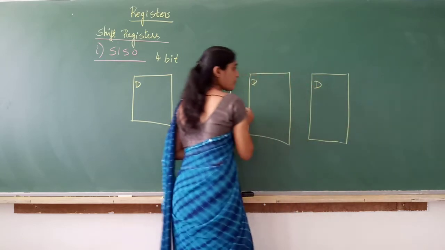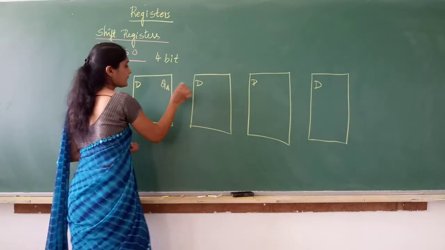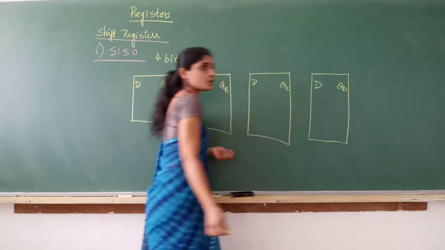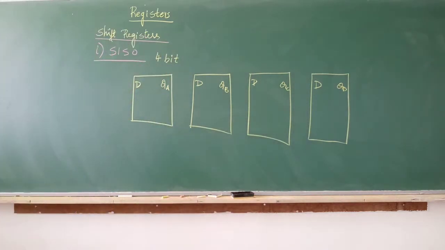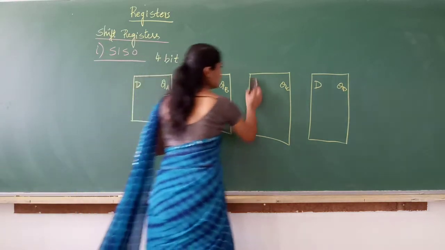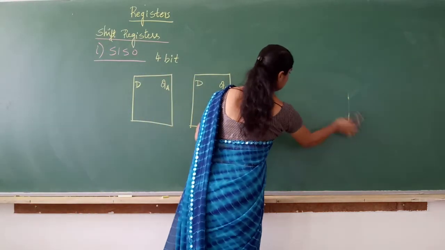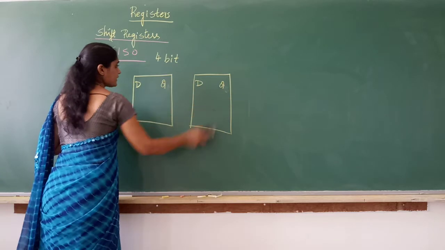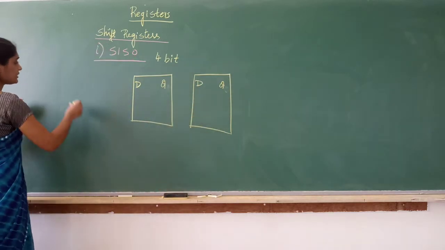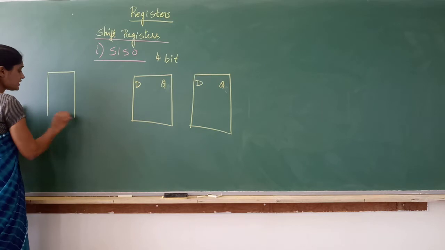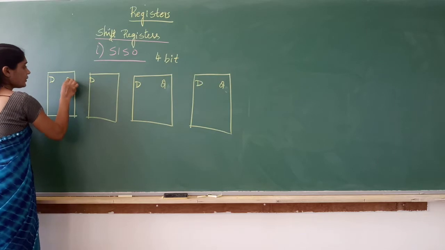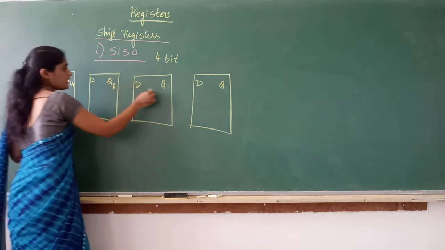So the 4 D flip-flop outputs, let me call them QA, QB, QC and QD. Okay, I can still use this side also, right? So I'll write from here so that I can write the truth table and the explanation there. So 4 D flip-flops: QA, QB, QC and QD.